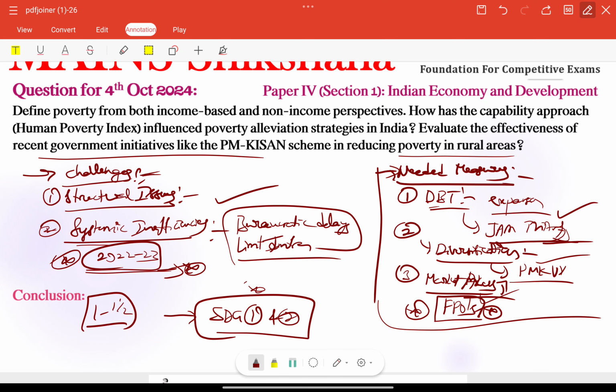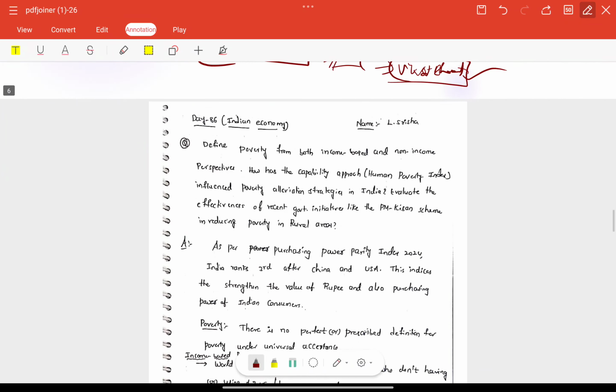Very, very important. Otherwise, we can connect our $5 trillion economy, or we can connect Viksit Bharat, right? Regular futuristic notes, right? This is the perfect structure according to the demand of the question.